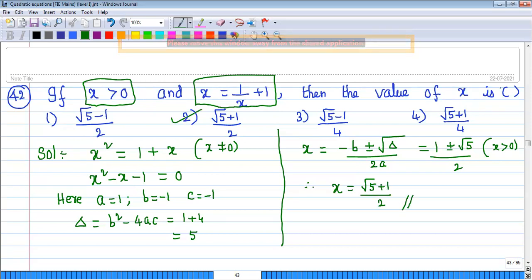So second option is the right option. If you take negative sign, because 1 will be less than root 5, because root 4 is 2, root 5 is more than 2. That's why 1 minus root 5, which is 1 minus 2 point something, means you will be getting a negative value. That's why you need to consider positive sign. Right.